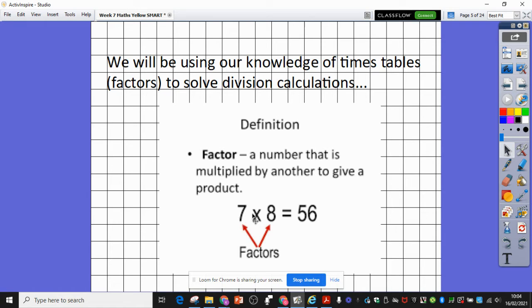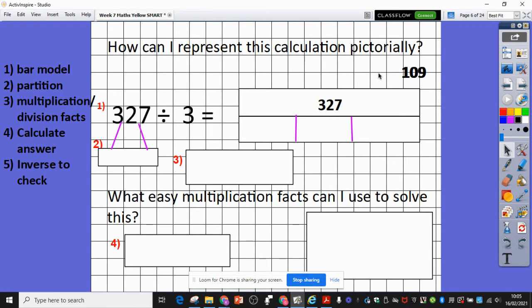So here you've got 7 times 8 equals 56. Now, because those 2 numbers are times together to get to 56, I know both of these are factors of 56. Both of these will go into 56 wholly. So your times table knowledge is very important in this particular lesson. So let's apply that now. So we have got a question here.